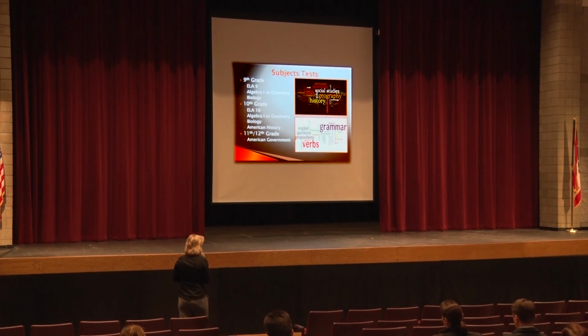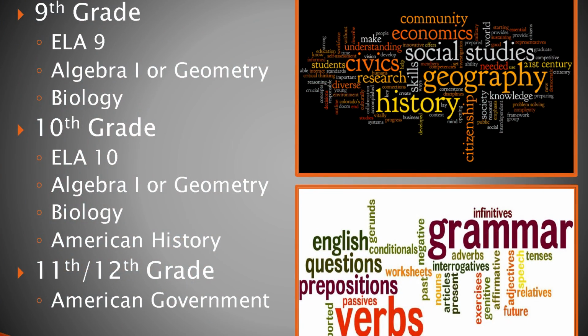So what are the subjects that are tested? They're not that different than what was tested for the OGT. In some cases, they're more specific. There was a science OGT, but we have a more specific test with the Ohio State test, which goes straight to biology. But at the 9th grade level, English 9 is tested, Algebra 1 or geometry.